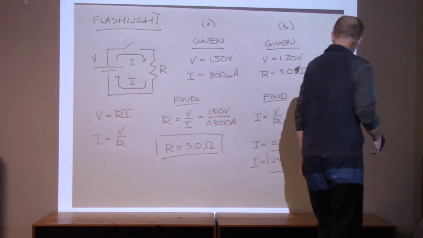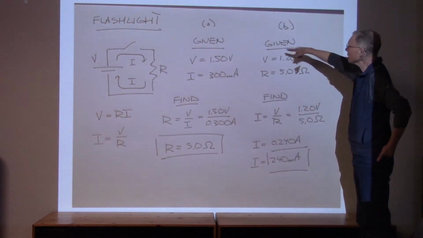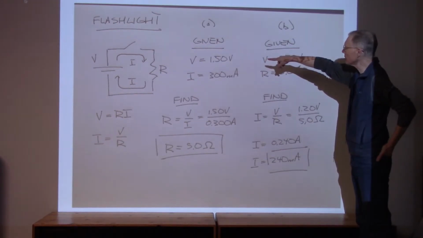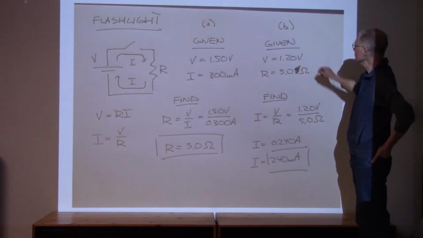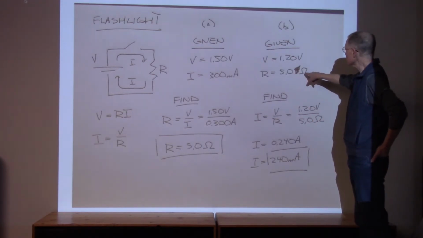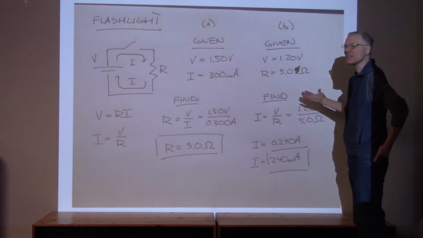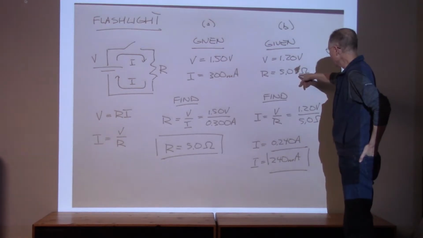Now it says, what happens? We operate this flashlight for a long time, and we find that it's not able to produce 1.5 volts anymore. It's only producing 1.2. It's having a hard time. Well, that doesn't change the properties of the resistor. So the resistor still possesses the property of resistance, and that's going to be the 5 ohms.